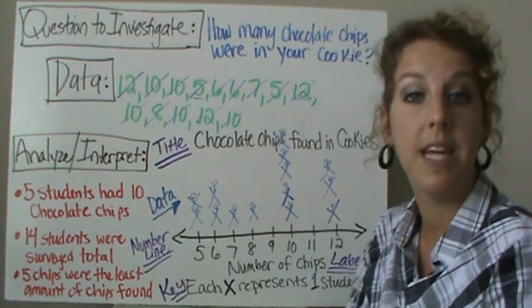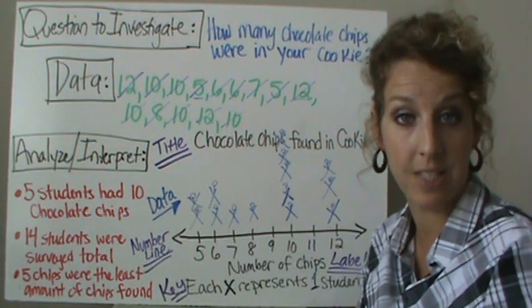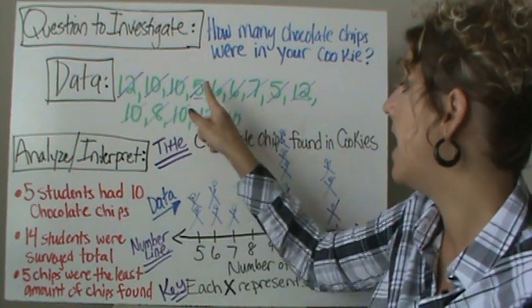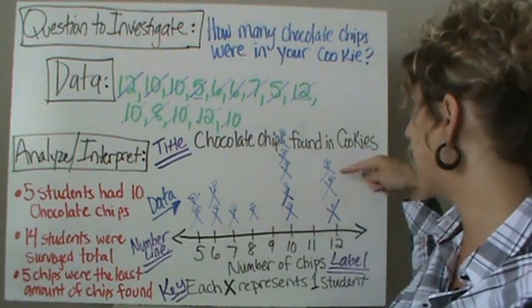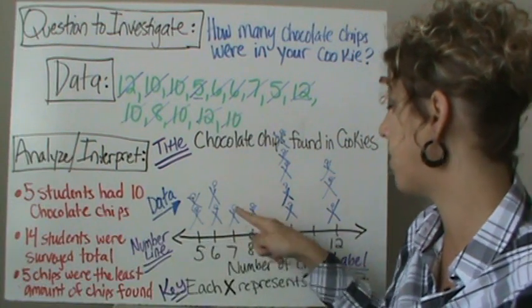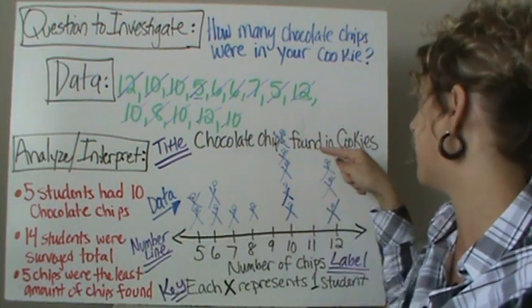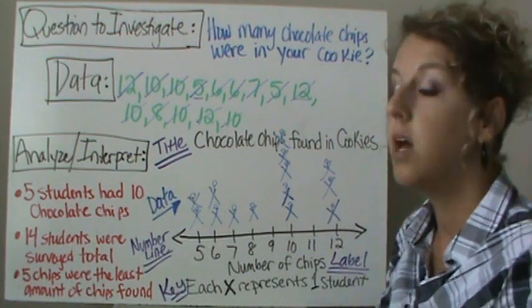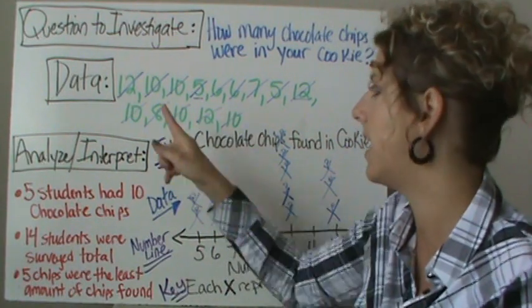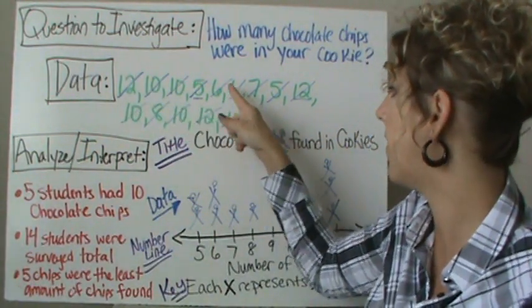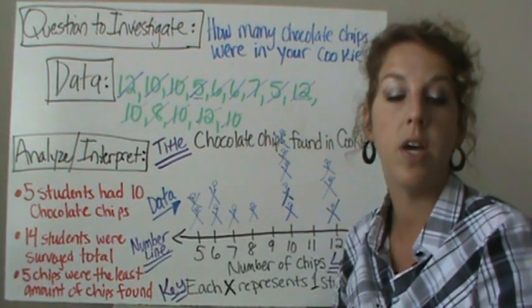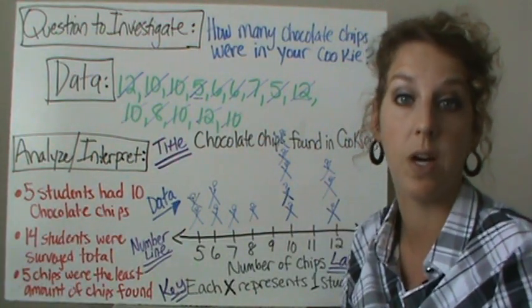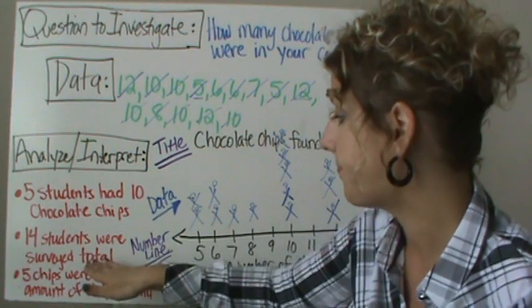Okay, this says 14 students were surveyed total. Well, in order to get the data of how many students I surveyed, you could count how many of these there are, or you could just go ahead and count the X's. 1, 2, 3, 4, 5, 6, 7, 8, 9, 10, 11, 12, 13, 14. I'm going to see if that matches my data. 1, 2, 3, 4, 5, 6, 7, 8, 9, 10, 11, 12, 13, 14. Good, so I know that 14 students were surveyed.